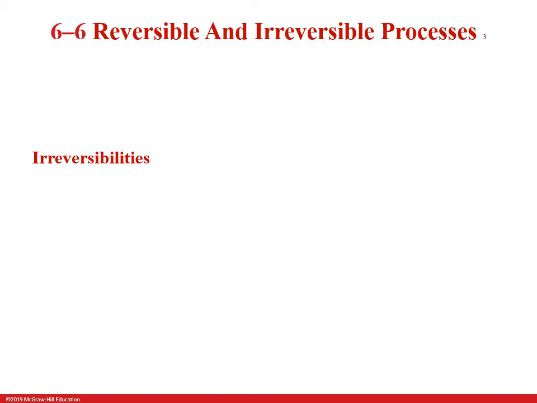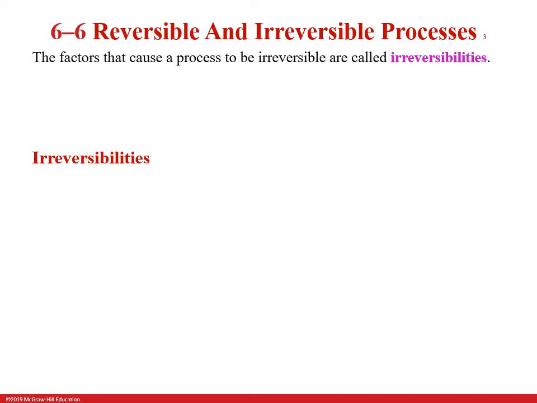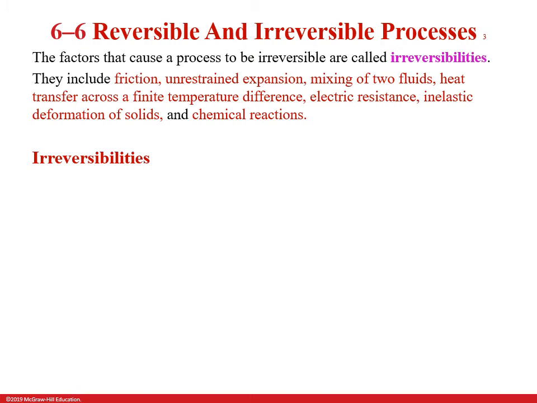Oh, this is an interesting slide. So, what causes a process to be irreversible? It's something called irreversibilities, right? And what are those? Things like friction, unrestrained expansion, like we saw with the water where we moved the wall really quickly. Mixing of two fluids. Once you dissolve sugar in water, that's an irreversible process. It's not ideal. You need to do something to separate those two.